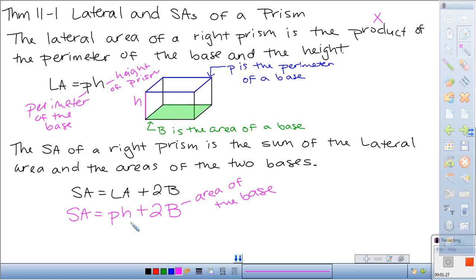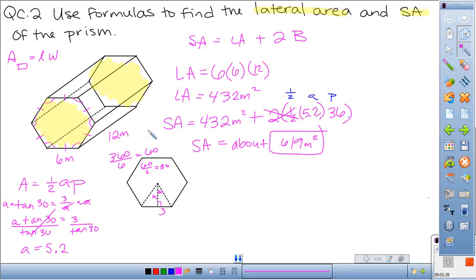So let's go back and look at some other examples that we did in the earlier videos and test out this new formula, lateral area equals perimeter of the base times the height, because I think this formula will probably make finding surface area a little bit easier. All right, looking at this problem here, we found the lateral area. It was 432 meters squared. So let's see if we can use our new formula and get the same answer.